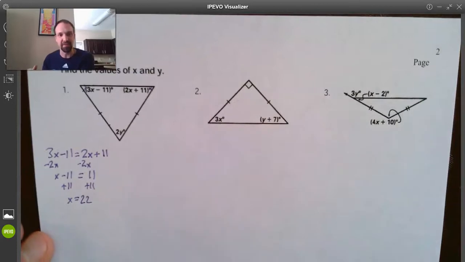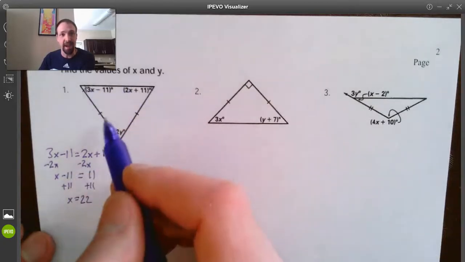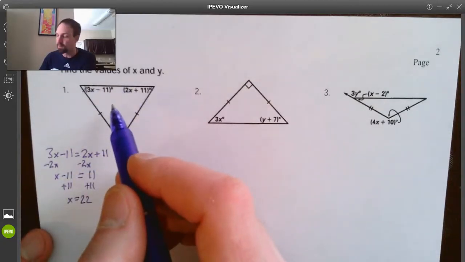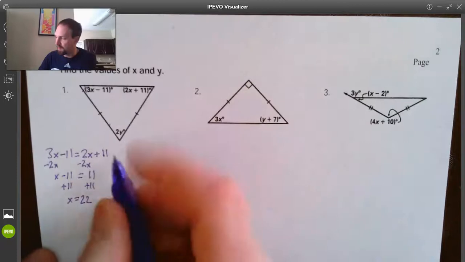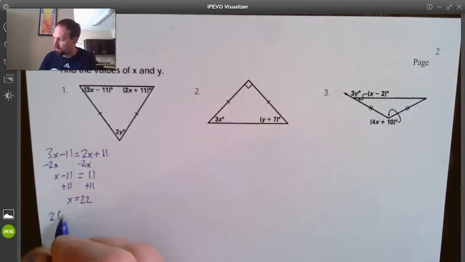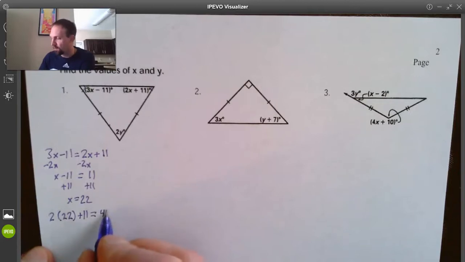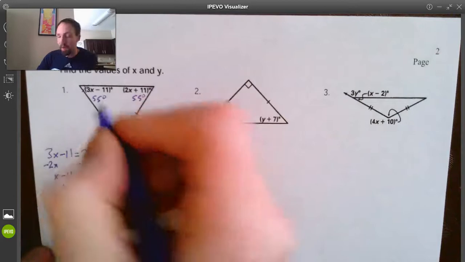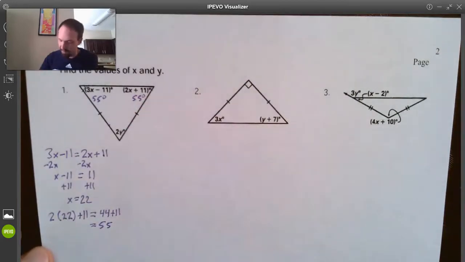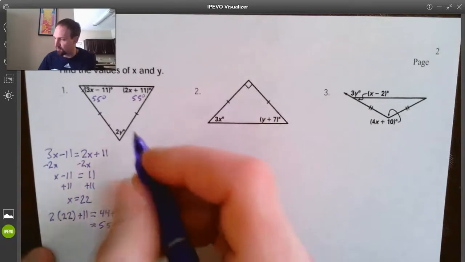Now, that does not give me the value of y, but I know that the measure of the interior angles has to add up to be 180 degrees. What I'm going to do is find the angle measurements of one of these. So I'm going to substitute 22 back in for x there. So that's going to give me 2 times 22 plus 11, which is equal to 44 plus 11, and then 44 plus 11 is 55. So these two here are 55 degrees. Knowing that, I can add those two together to find the value of this missing degree measurement here.